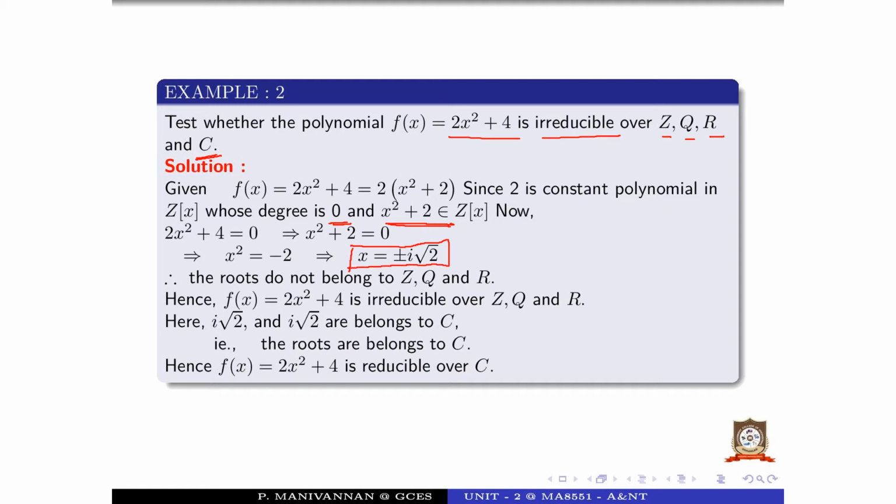Therefore, the roots are only in C, not belonging to Z, Q, R. Therefore, the given polynomial is irreducible over these three sets. Only in C do the roots belong, therefore the given polynomial is reducible over C. The given polynomial is irreducible over Z, Q, R, but reducible over C.